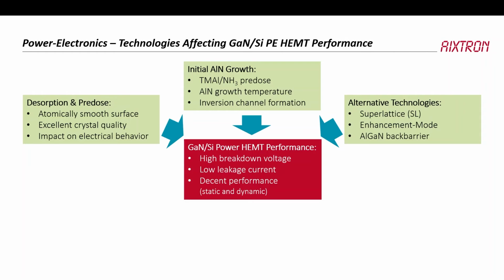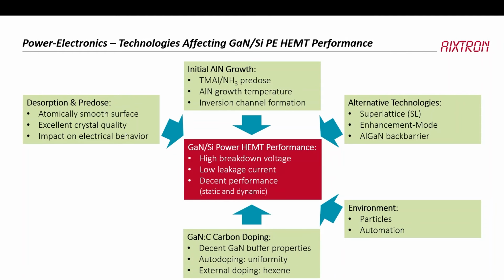Enhancement mode, aluminum gallium nitride back barrier. I think already talked about this. We're not doing this at this stage because we feel that currently our transistors work the way we expect them to. And so there's been no need at this point. We tried it in the past, but we've given it up again. Environment, that's particle and automation, plays into this.